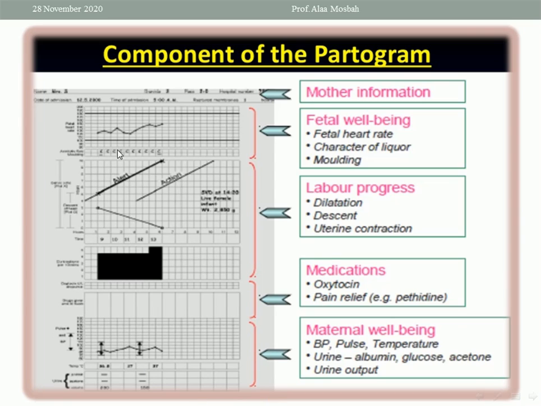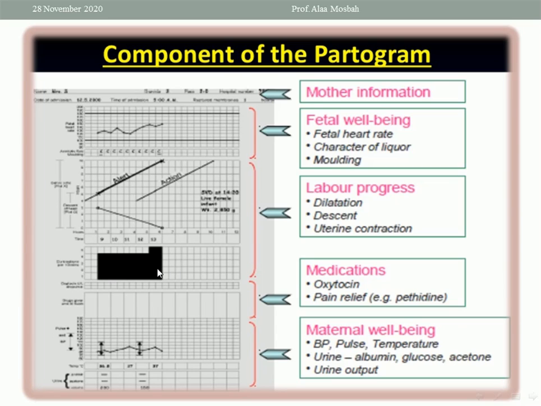So, again, the top of the page or the paper is for mother information. Then next to it, the fetal well-being, fetal heart rate, character of liquor and the molding of the head. Then in this area, the progress of labor as regards cervical dilatation and effacement and descent of the head and uterine contractions.